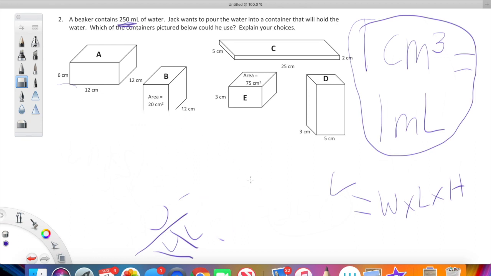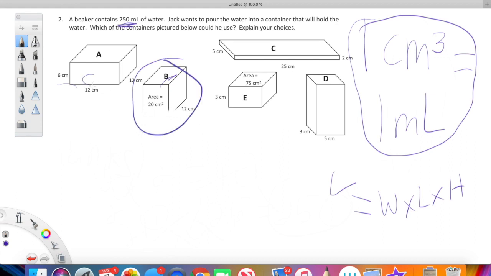Oh no! Sorry, I accidentally did that. Let's draw it again. Okay, so the answer for A was 864, so that was not it. Cross that out. Alright, so let's do B.